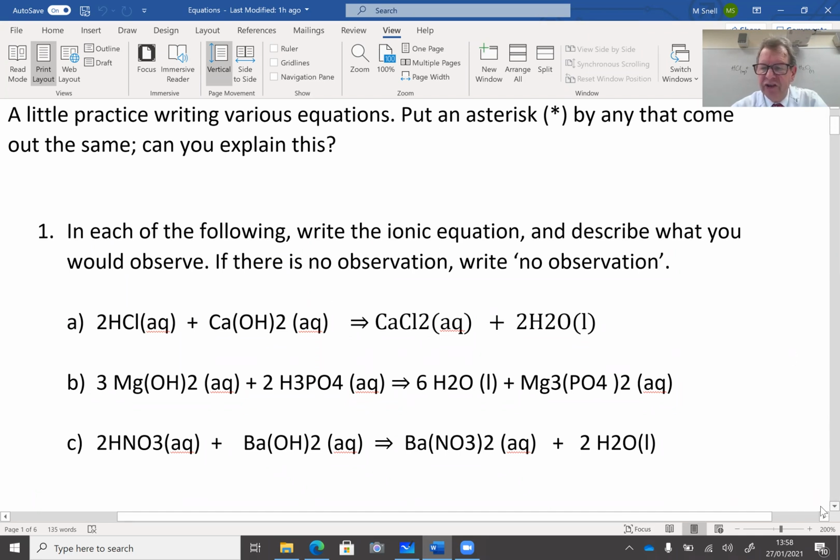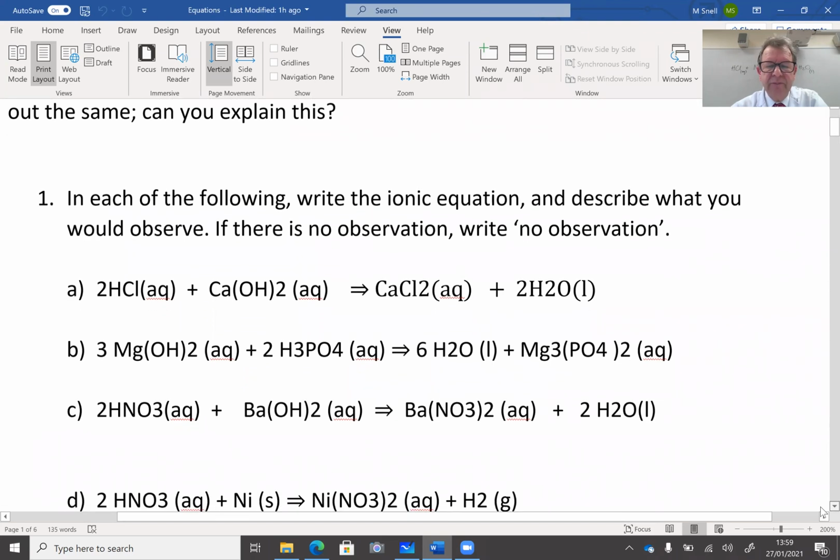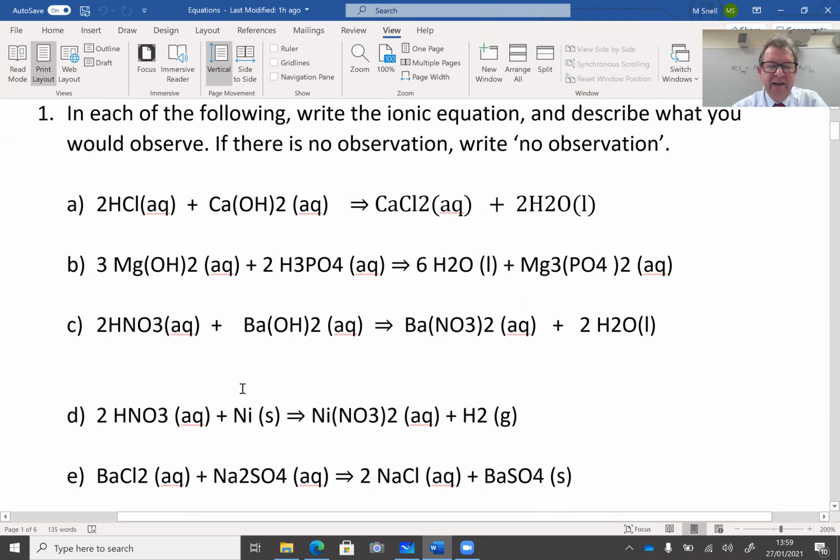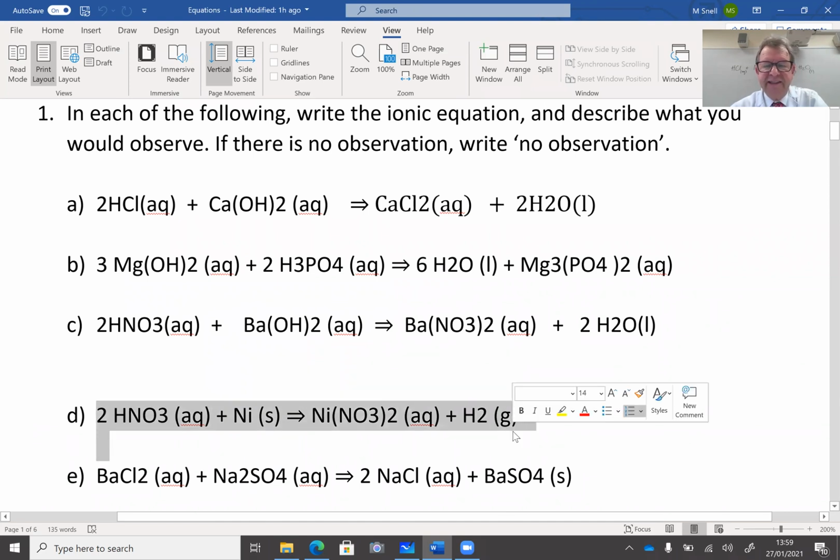Something that changes. Because sometimes you will see something, here we are in D. Here in this equation, something happens that means we could see something. And the something we could see is this, G. That means we would see bubbles of a gas, okay?